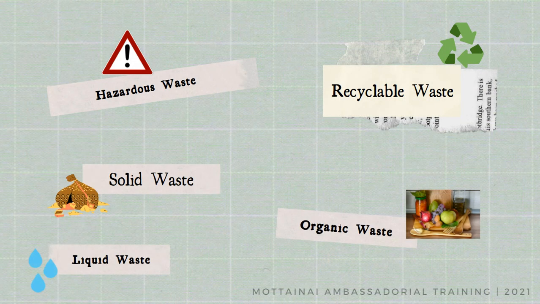Generally, there are 5 types of waste. Firstly, we have hazardous waste. Just as the name suggests, this type of waste has potential threats to public health and the environment. Examples of hazardous waste are paints, pesticides, chemicals, phones, laptops, and car batteries.